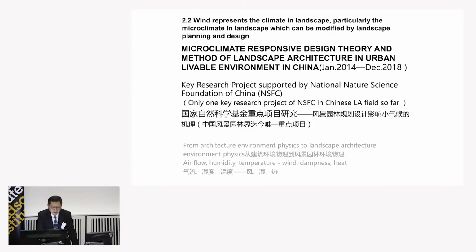So that comes the key research project supported by the National Natural Science Foundation of China, on the microclimate responsive design theory and method of landscape architecture in urban livable environment in China. So from architecture environmental physics to landscape architecture environmental physics, that's our research. This is the key point of this research. And in all this research we're mainly dealing with the flow of the air, moisture or wetness, and the temperature, but in the outdoor.